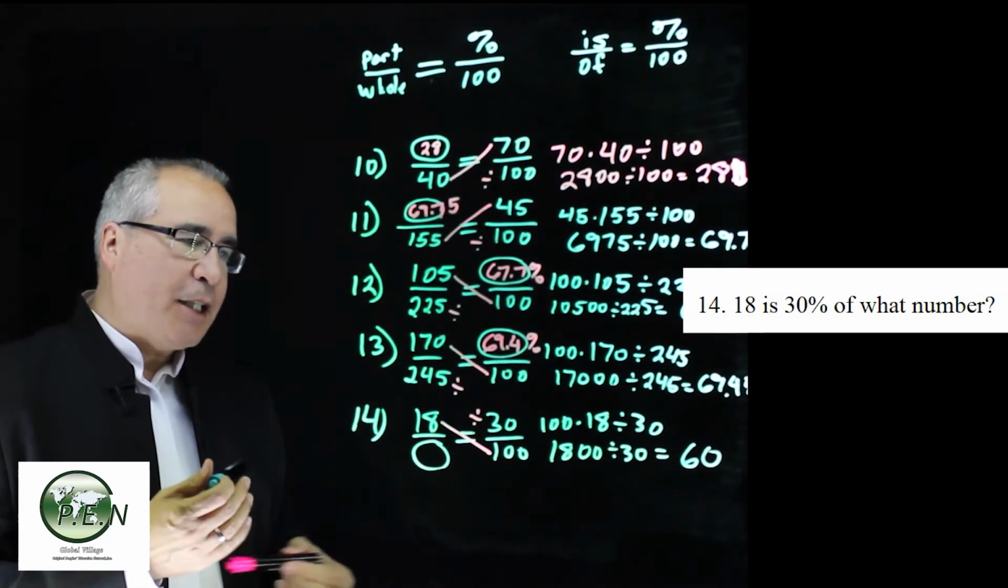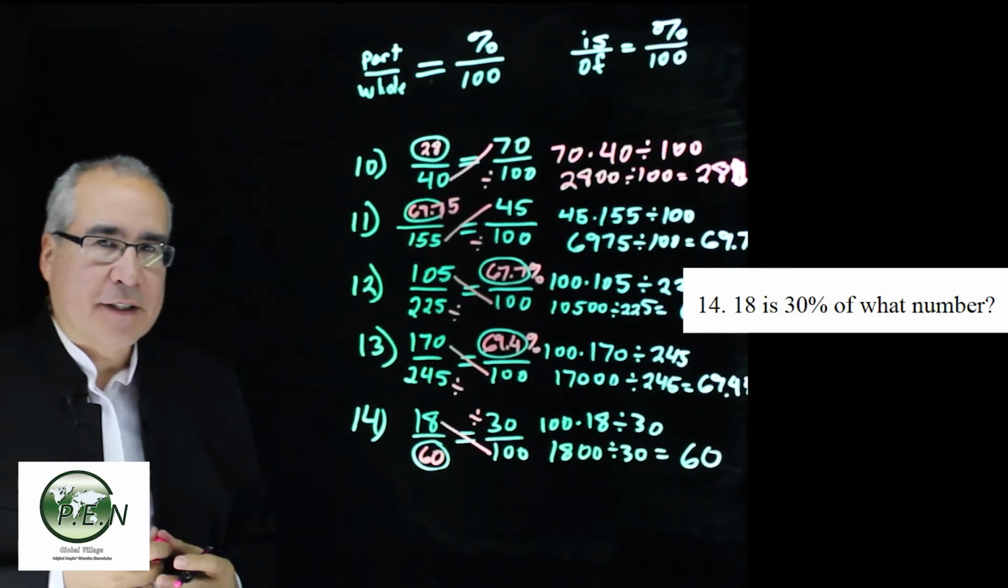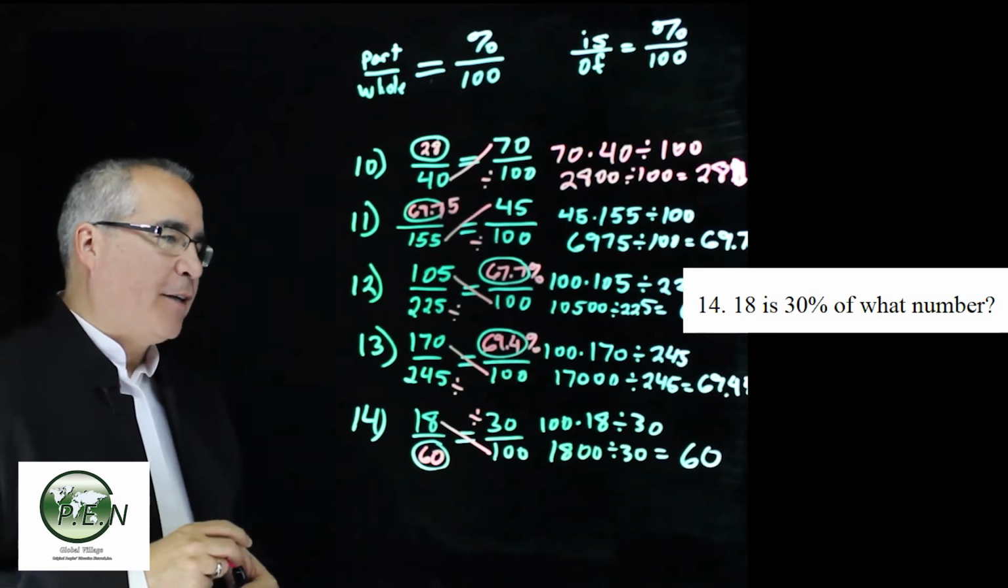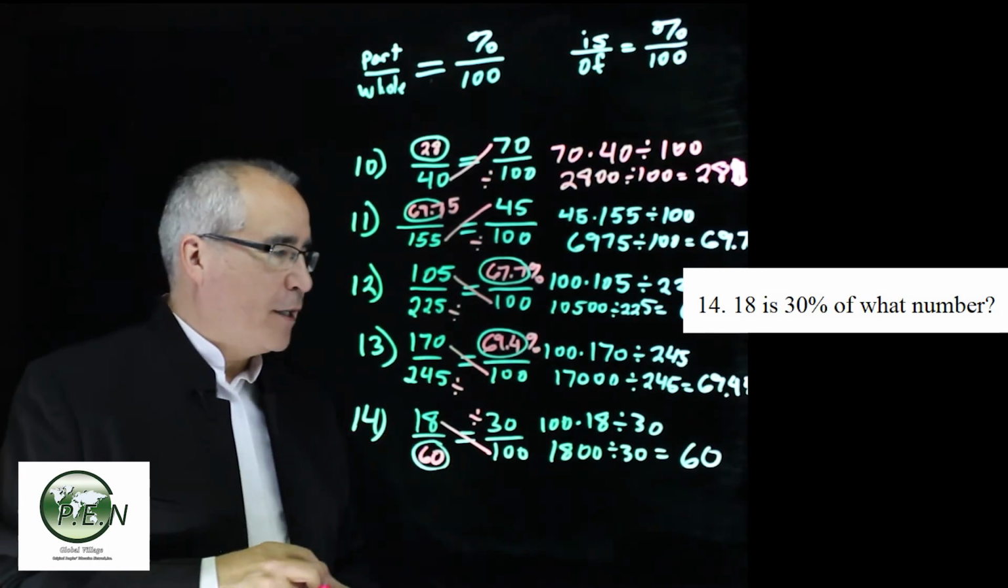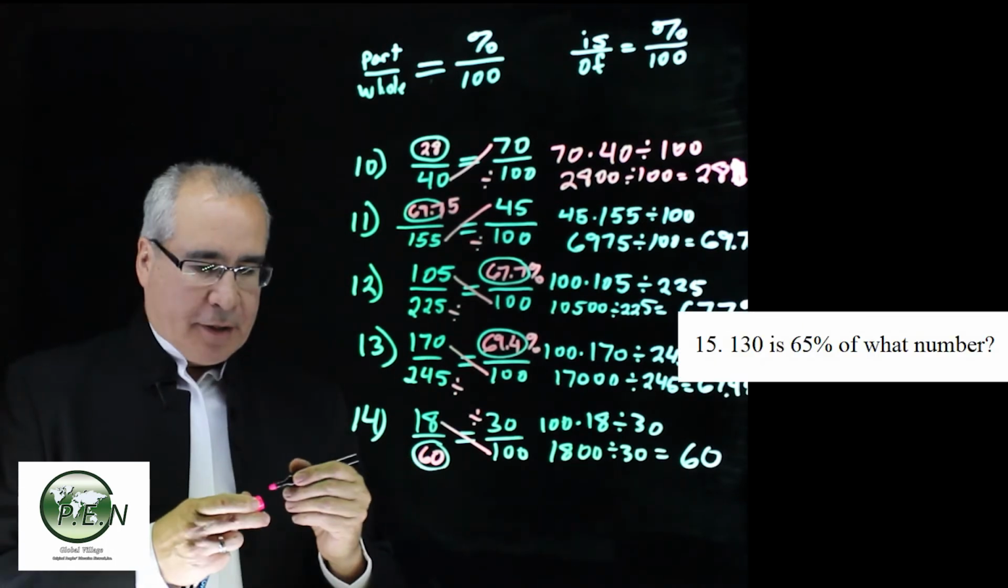It's not 60% here, right? Because this tells me this is what I'm looking for. The 60 goes right there. And now we have two proportional fractions that work out. 18 is 30% of the number 60. One more in this series, so let's look at 15.